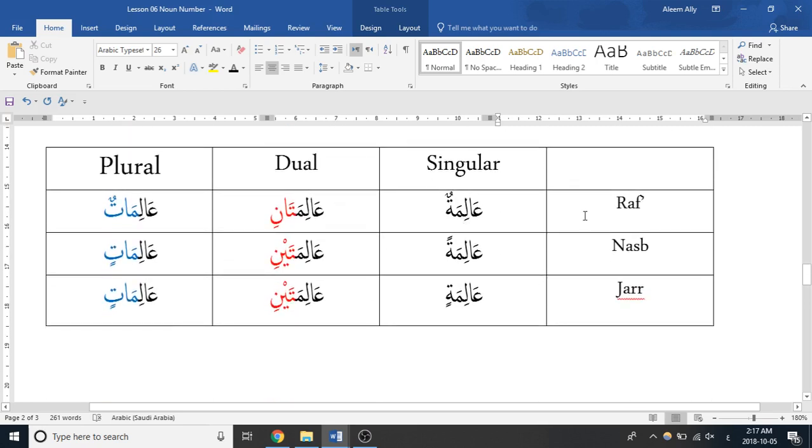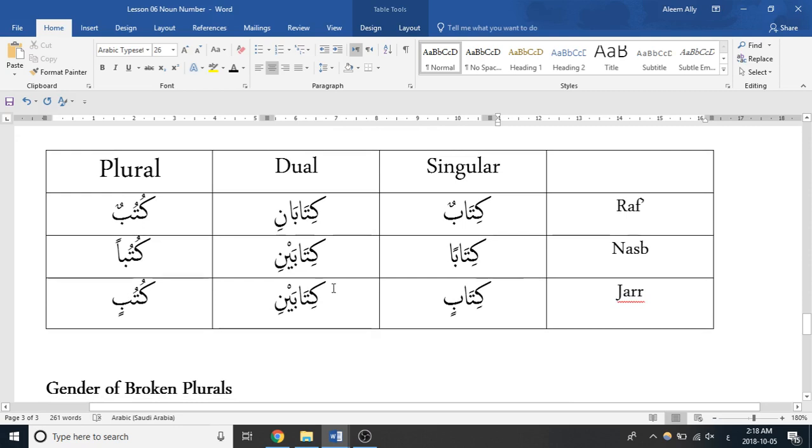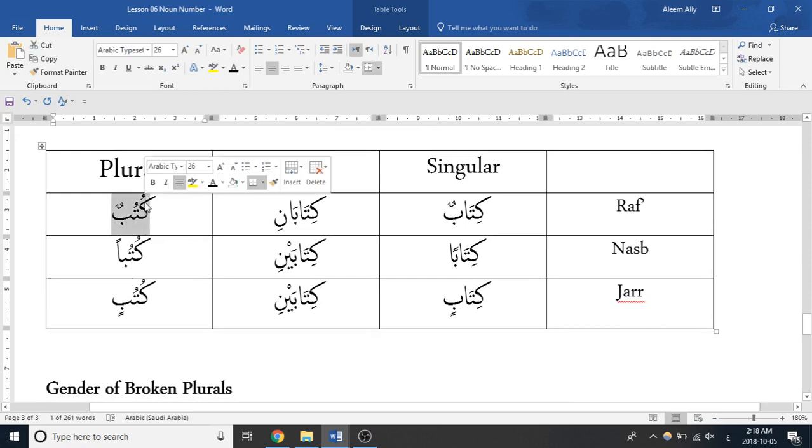So feminine in rafa, it's alimatun, alimatani, alimatun. Then nasb, it's alimatan, alimataini, alimatin. Jar, alimatin, alimataini, alimatin. Right? Then for broken plurals, when it comes to the plural on the end, for rafa, nasb, and jar, it's just un, an, in. Right? It's just like a singular word.